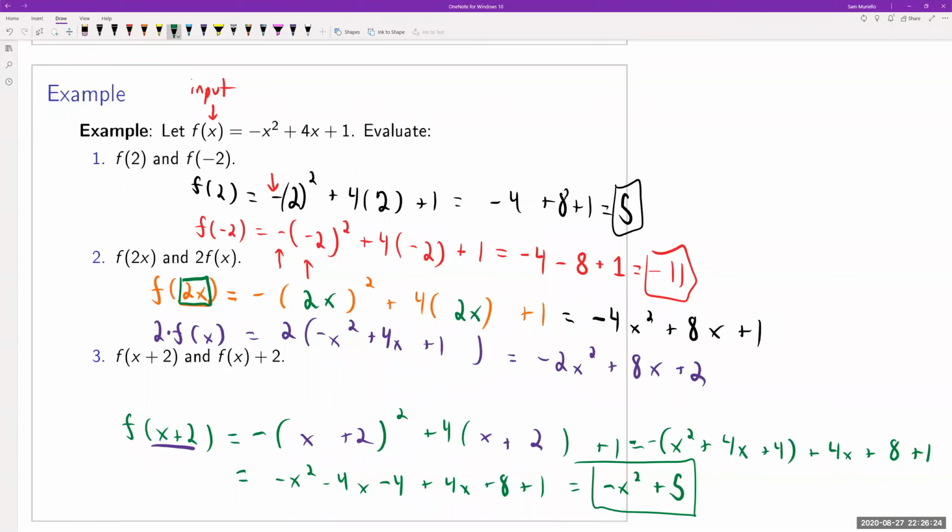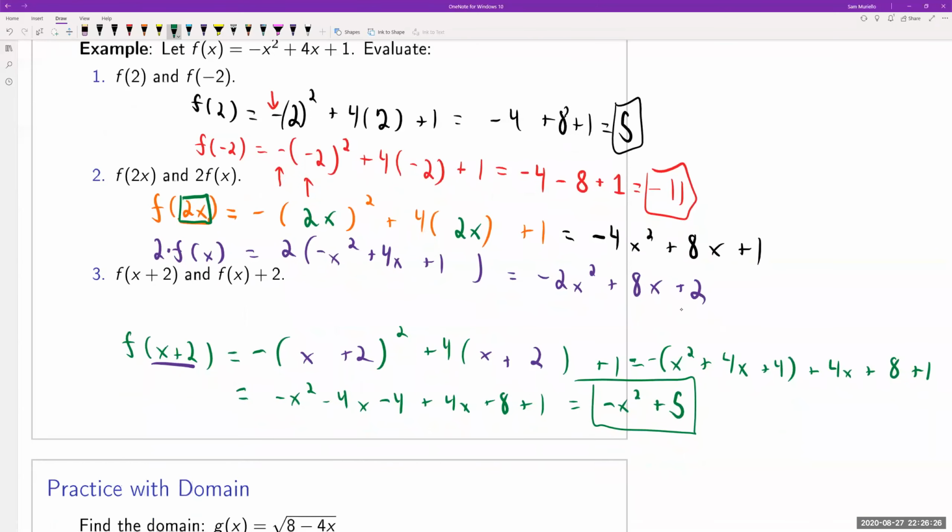Finally, let's do f of x plus 2. This one is very easy. We don't even need to get that much more space. F of x plus 2 is equal to, here's f of x, plus 2.